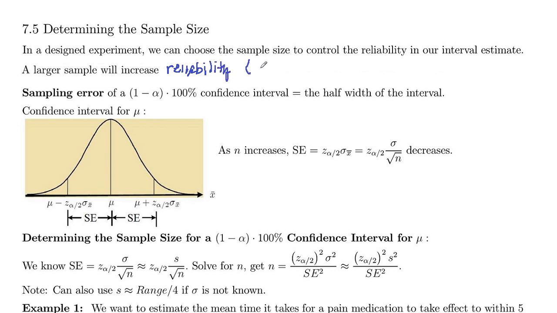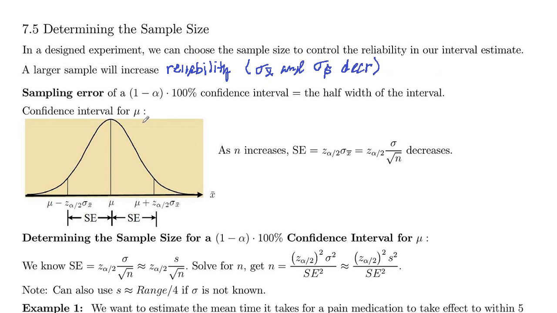And that's because sigma x bar, the standard error of the x bar distribution, and sigma p hat decrease as sample size increases.